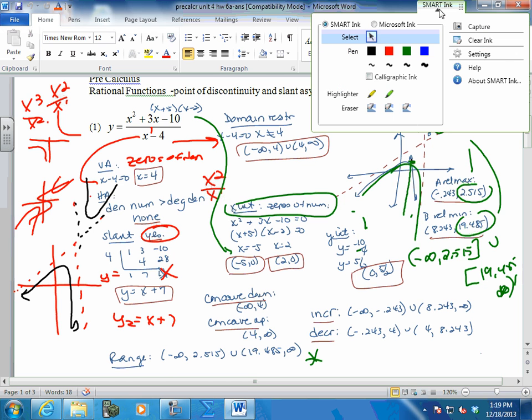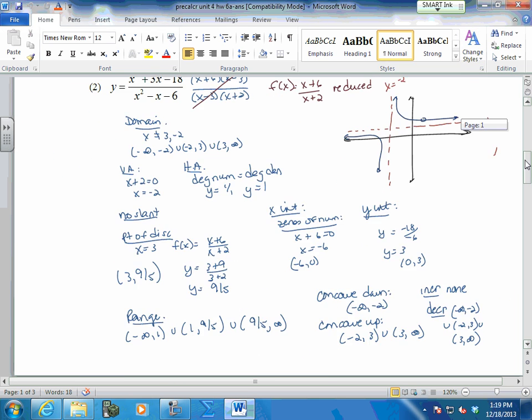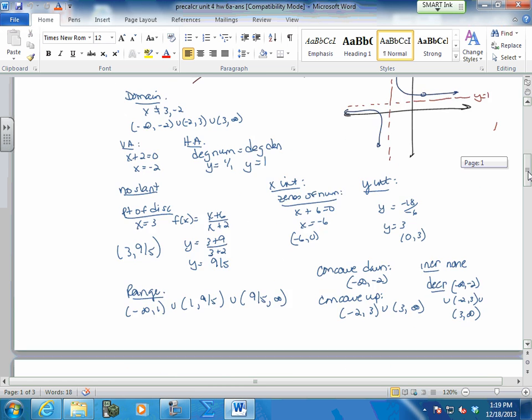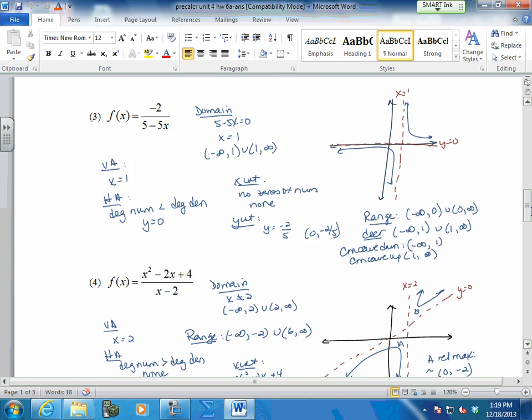Now I had to hold off on number 2. In number 2, everything works the same, but number 2 has a condition that we're going to look at today. Number 2 has a condition called point of discontinuity. That's what we're going to look at today. Everything else obviously works the same. So all we're going to add is your point of discontinuity.